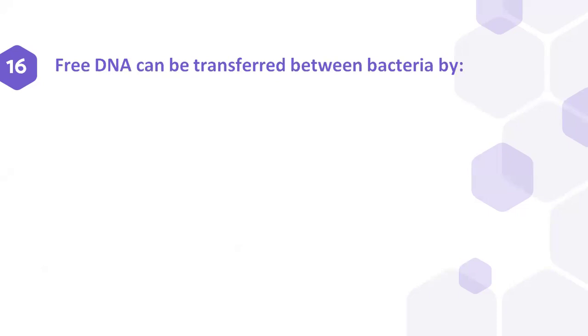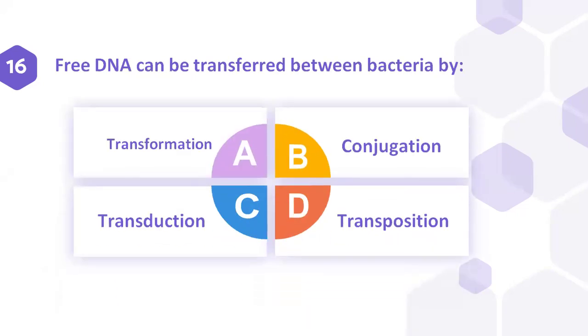Next question. Free DNA can be transferred between bacteria by option A, transformation; option B, conjugation; option C, transduction; option D, transposition. Here the right answer is transformation. So what is meant by transformation? That is the transfer of free DNA or naked DNA.